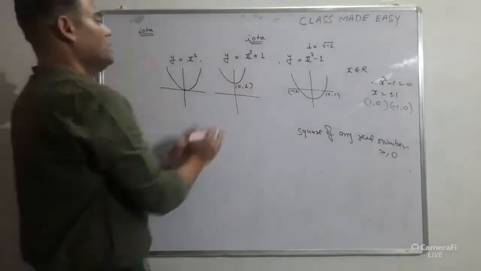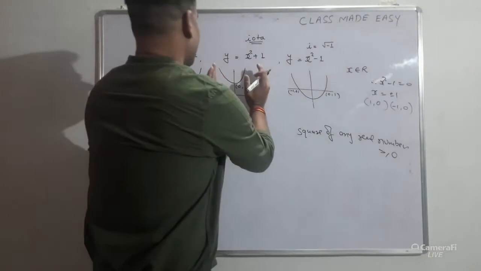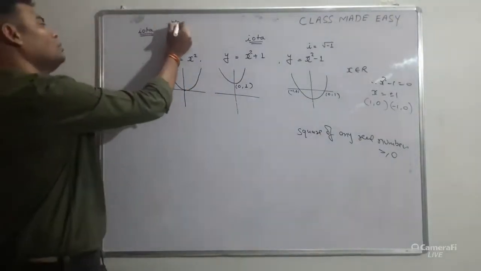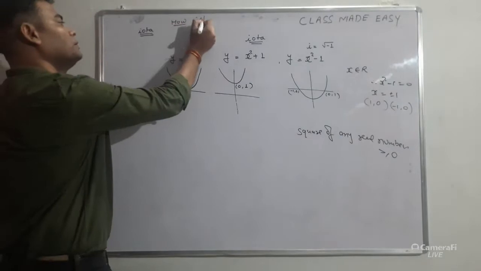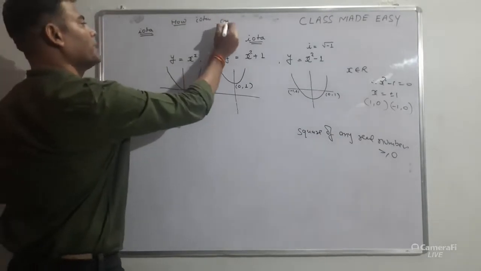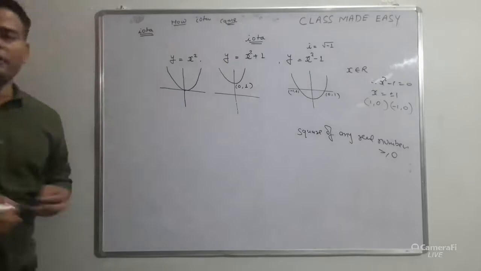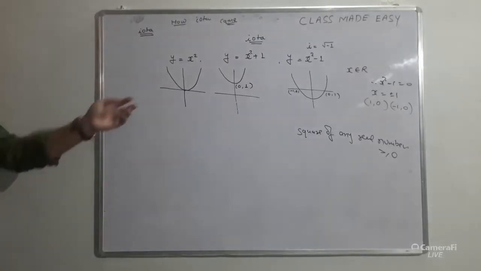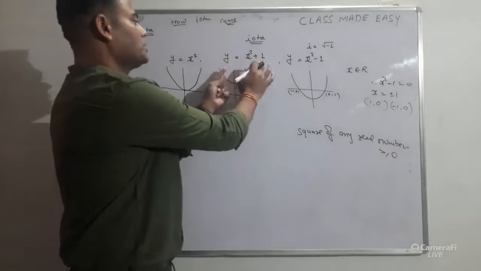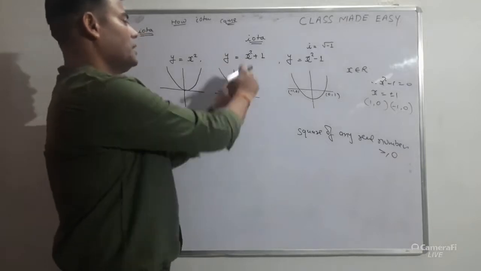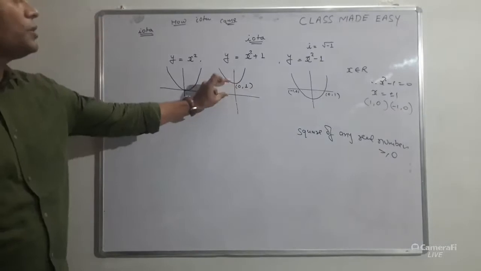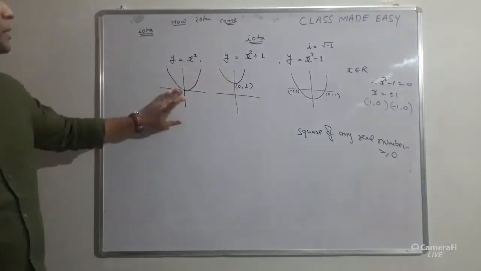So for iota, we take this. How did iota come? That is the question. I will write here, how did iota come? How iota came? Okay, we will discuss this. y equals x square plus 1. See the graph like this. This graph is above the x-axis, 1 unit away from it, above.